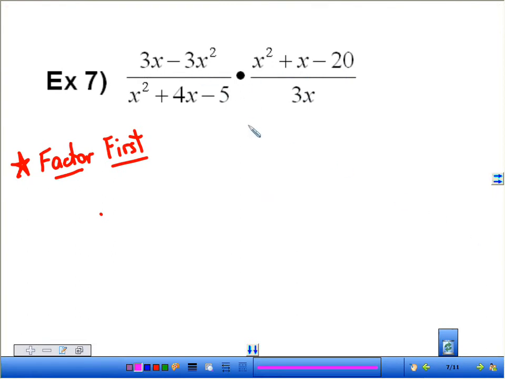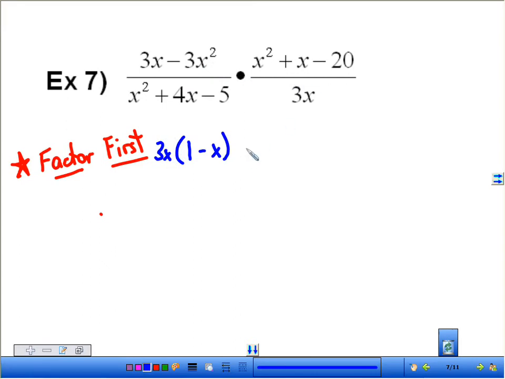Now we have one that gets just a little bit more complicated. Remember, we want to factor first. So everything we're going to factor. I'm going to take out a common term out of here. That means I can take out a 3x, and I'm left with 1. Remember, 3x divided by 3x is 1. 3x squared divided by 3x is just x.